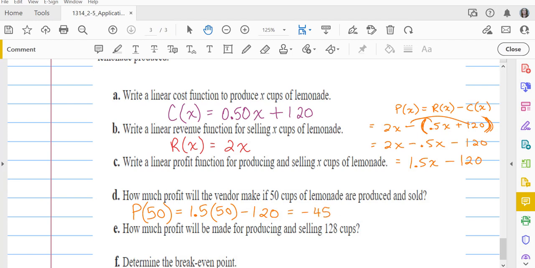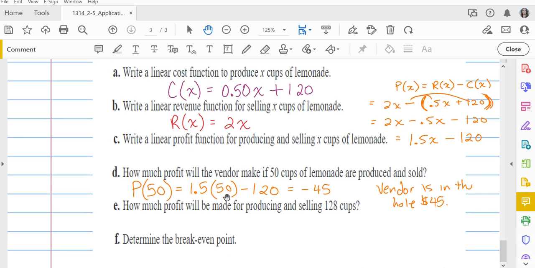So what does that mean in terms of this problem? It means that the vendor is in the hole $45. It costs the vendor $45 to make and sell those 50 cups of lemonade. In other words, there was no profit made.